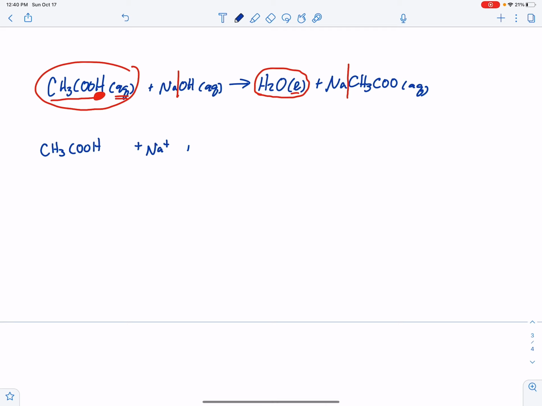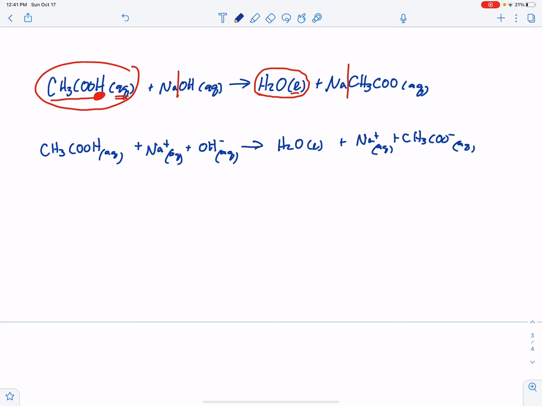Na plus OH minus goes to H2O liquid plus Na plus CH3COO minus. So they all get that AQ title, except for the water. And then I'm going to see what's the same on both sides. So I have a Na plus, that's the same on both sides, and I'm not seeing anything else.